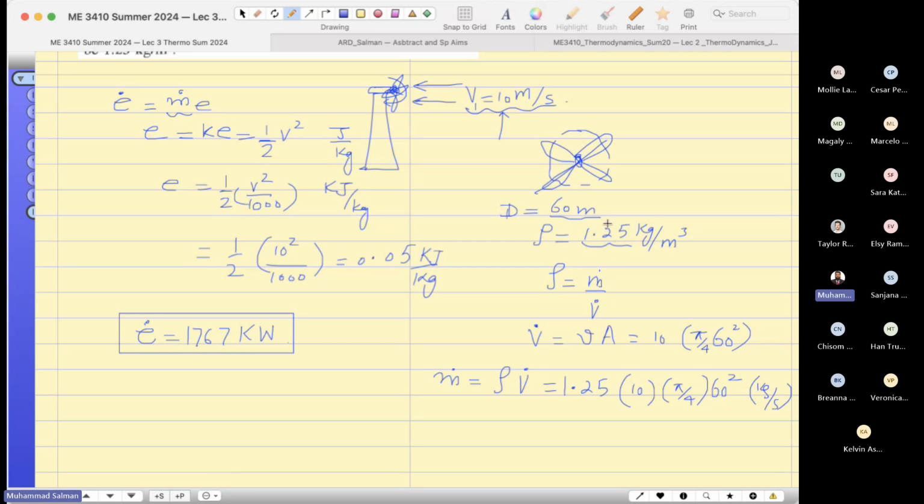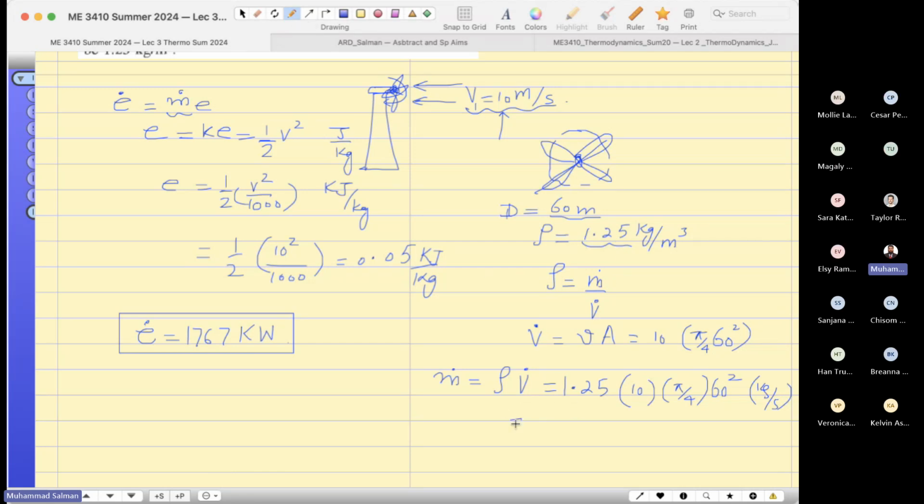M dot is 35,343 kilograms per second, by one student. And if you find this, you can multiply by 0.05 to see if you get 1761. I would say 1.77 megawatts. Do you agree with your professor?